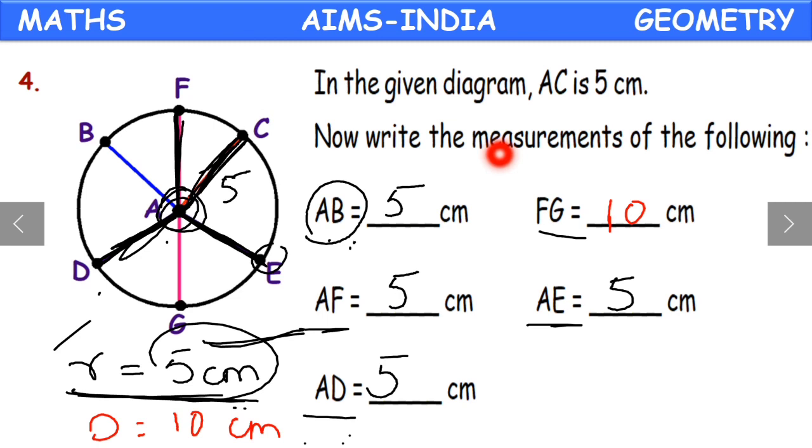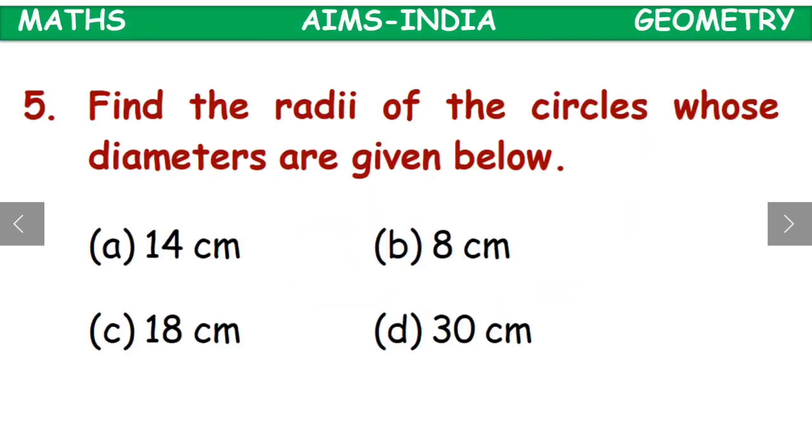Just we had the measurement of AC. So with the help of that, we have found out the measurement of all the remaining. Yes or no, children? So this is how you can use the relationship between the radius and diameter to find out the measurements. Now coming to question 5.